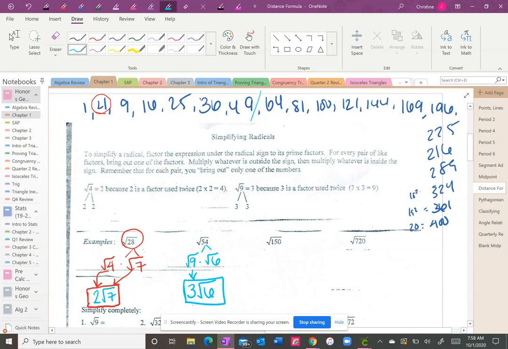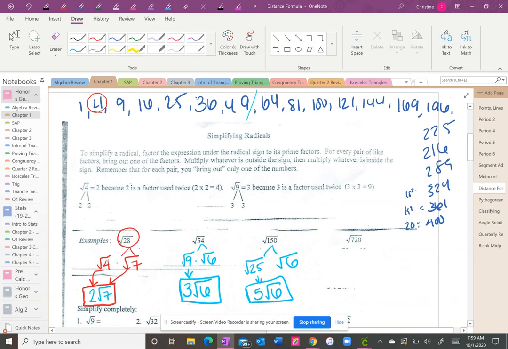150. Don't say 10. 10 is not a perfect square. Don't say 15, also not a perfect square. So if you look at your list of perfect squares, you can start to test them out in your calculator. It's not divisible by 4, but it is a multiple of 25. 150 is just 6 25s. So the square root of 25 is 5, root 6. Done.